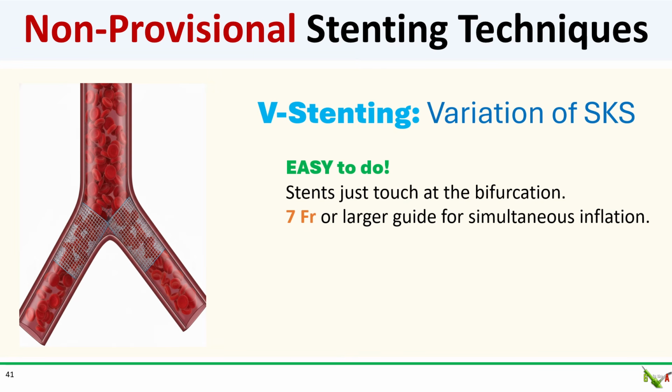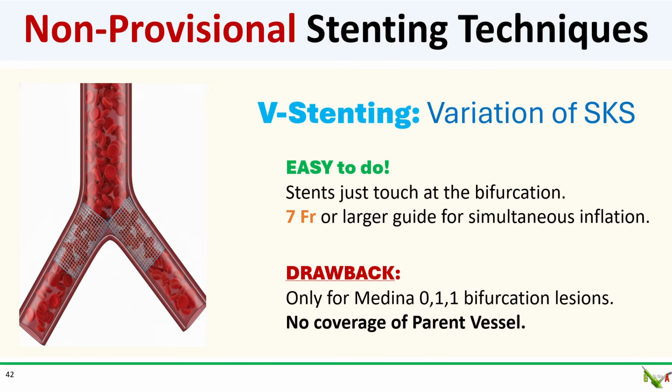A variation of SKS is V-Stenting. Here, the two stents just touch at the bifurcation without creating a metal neocarina. You can place the stents one at a time, but you'll need a 7 French guide or larger if you wanted to deploy both stents simultaneously. The obvious drawback in V-stenting is that it is only for Medina 011 bifurcation lesions. In other words, disease only in the side branch and in the distal main branch. You're not going to be covering the parent vessel.